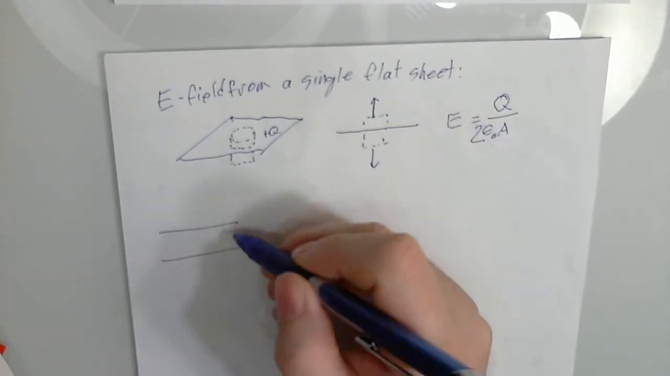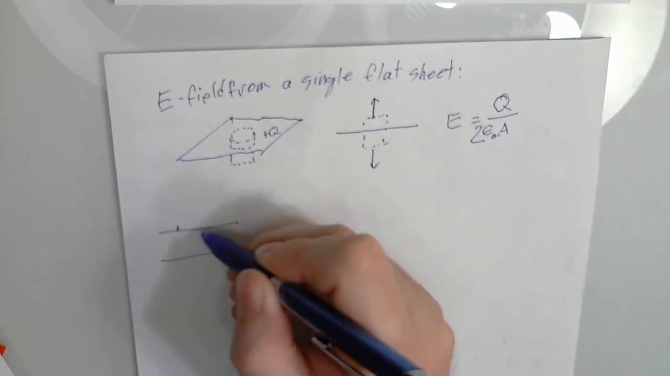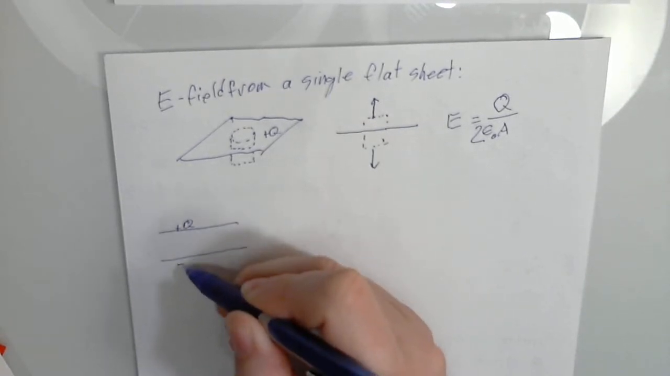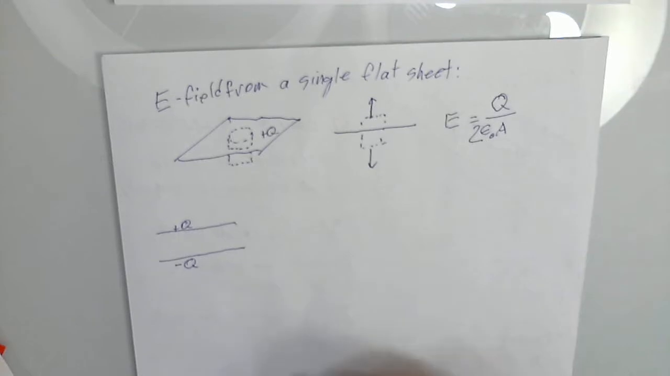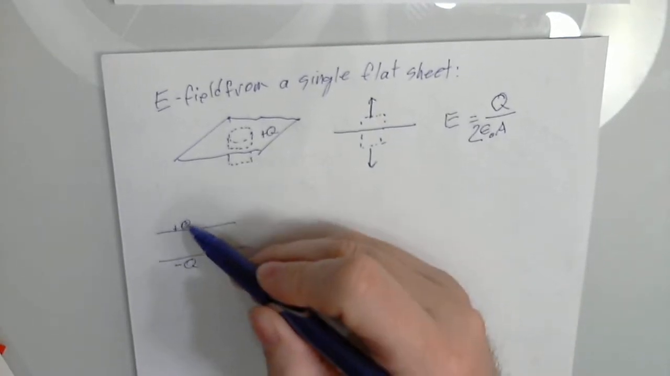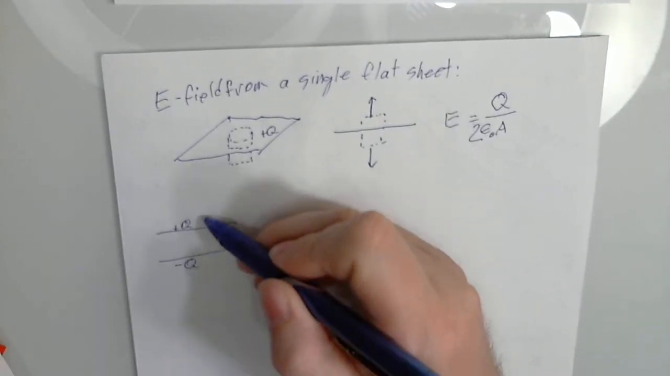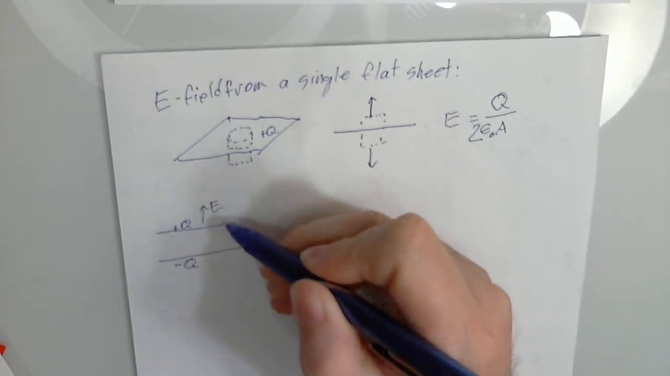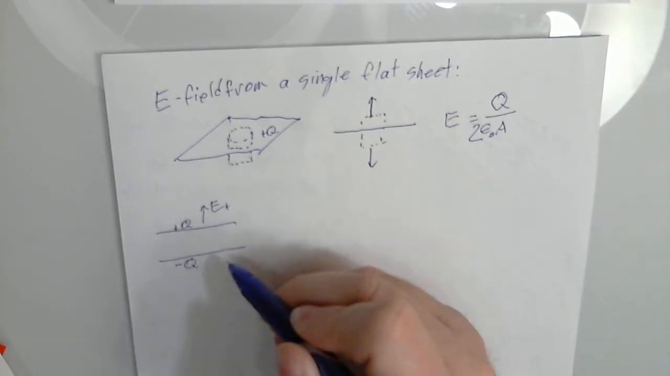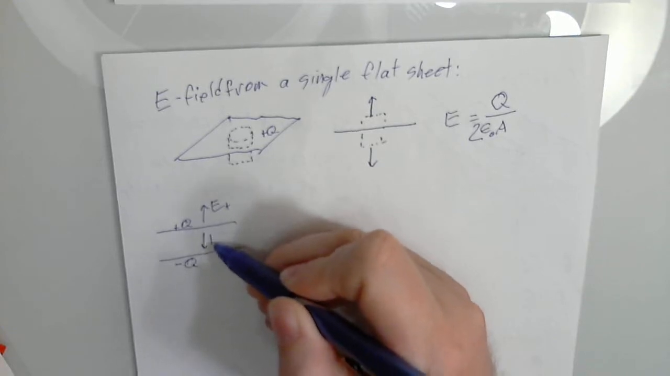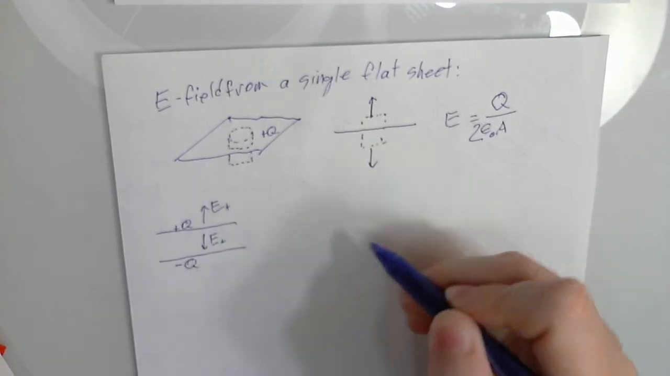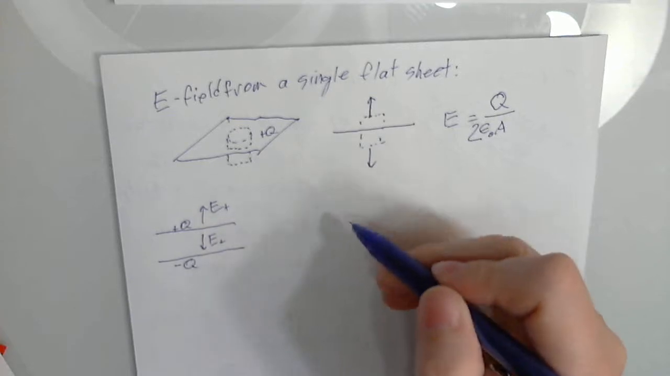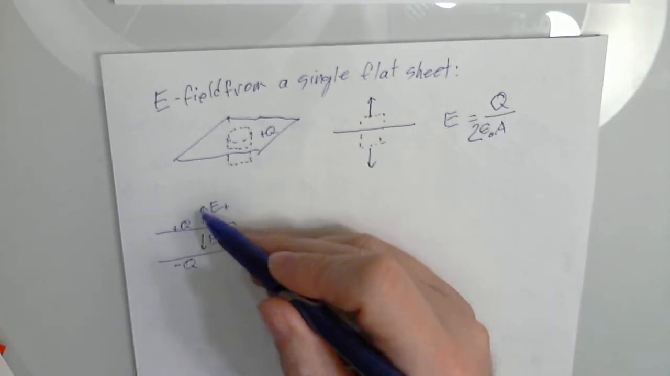All right. The upper sheet has a positive charge. The lower sheet has a negative charge. And so the upper sheet is going to have an electric field up. Let's call that E plus. And downward here, electric field E plus from the upper sheet. All right. And it's the same everywhere.